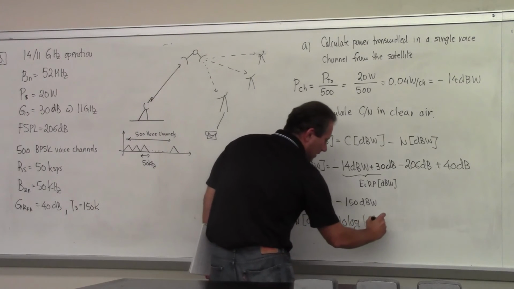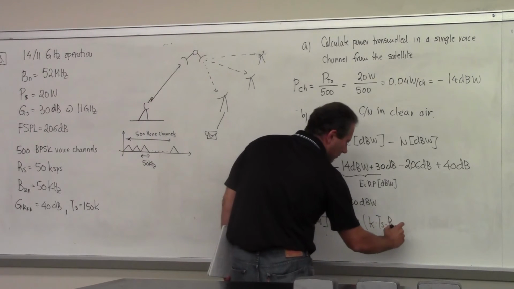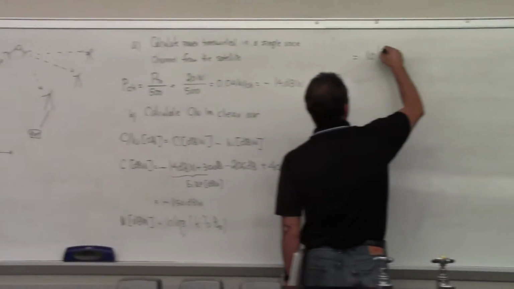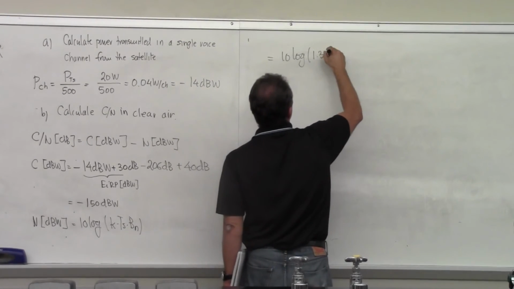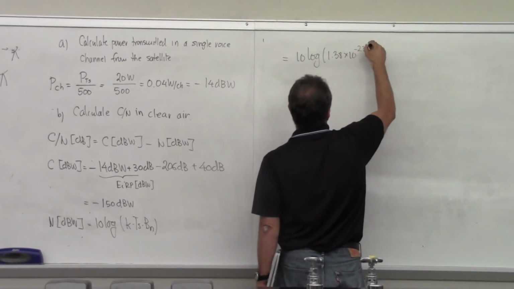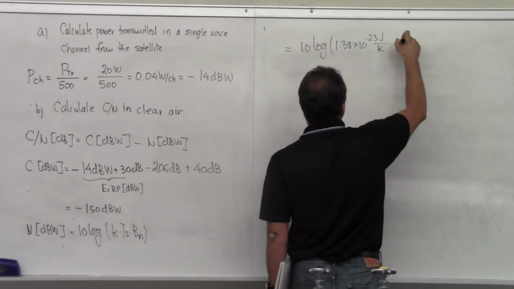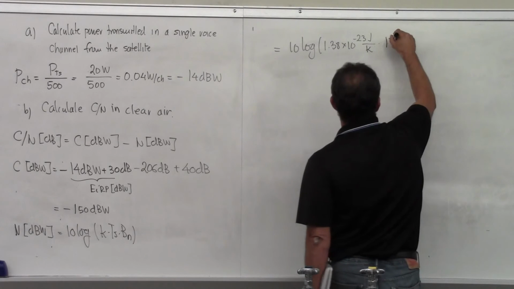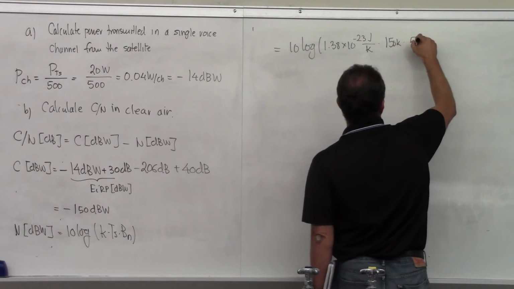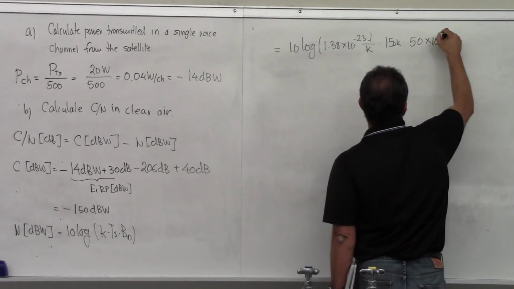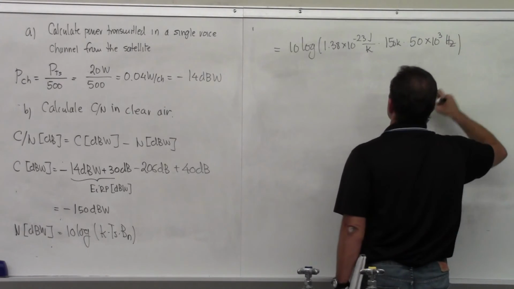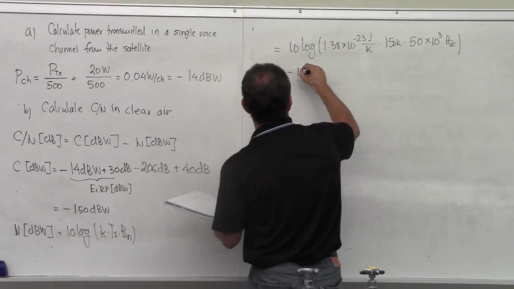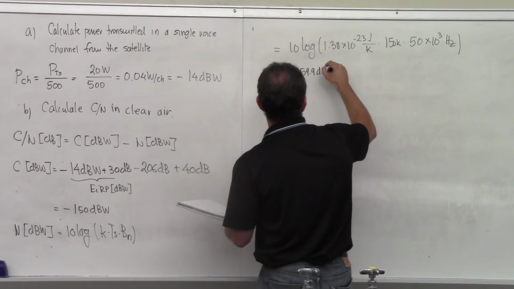Now the power of the noise in dBW is going to be your 10 log of K times Ts times the bandwidth of the noise. And in this case, this becomes 10 log of 1.38 times 10 to the minus 23 joule per Kelvin, times the temperature of the system, which is 150 K, and the noise bandwidth is 550 times 10 to the 3 hertz. And when you calculate this, this is minus 159.9 dBW.